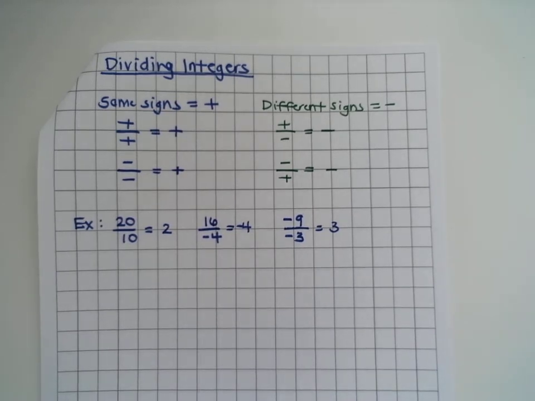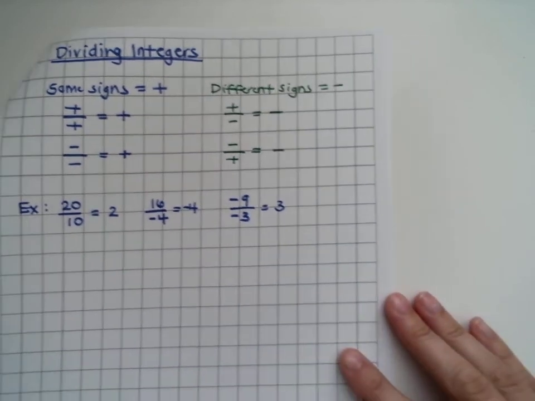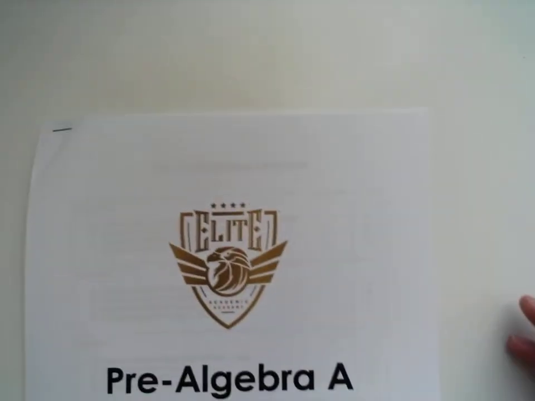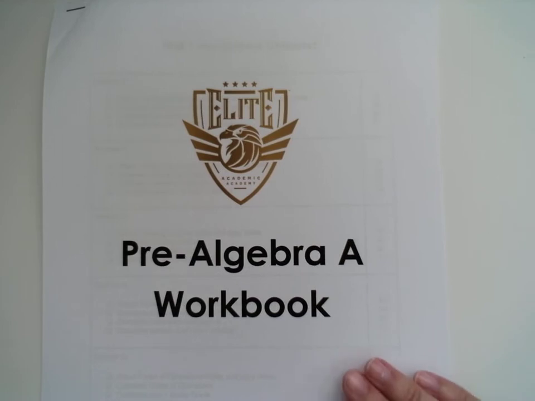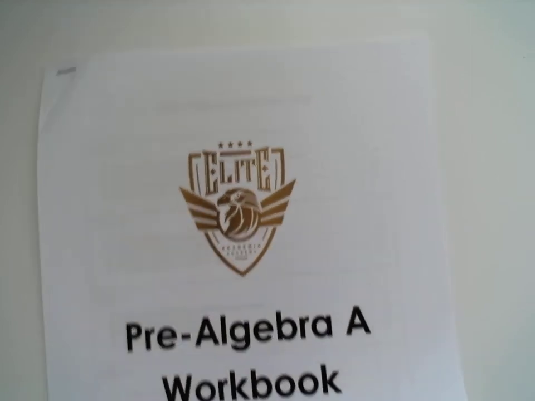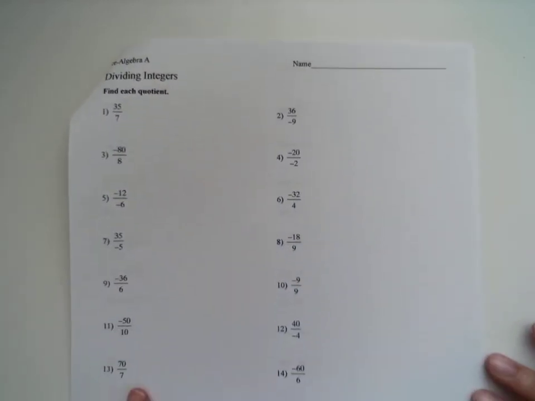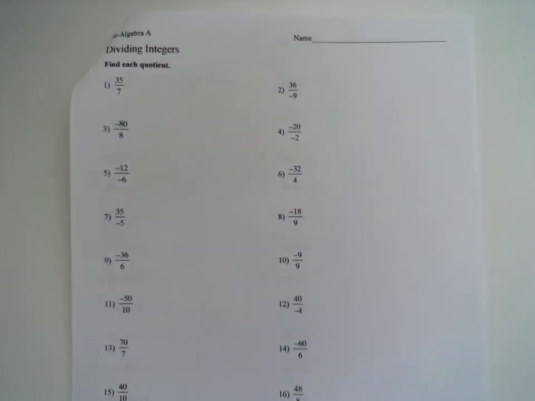So let's go ahead and practice this in your pre-algebra A workbook. Go ahead and take that out. And open up to the dividing integers page. This is your assignment today. You're going to practice finding the quotient. Number 1, we have 35 divided by 7.